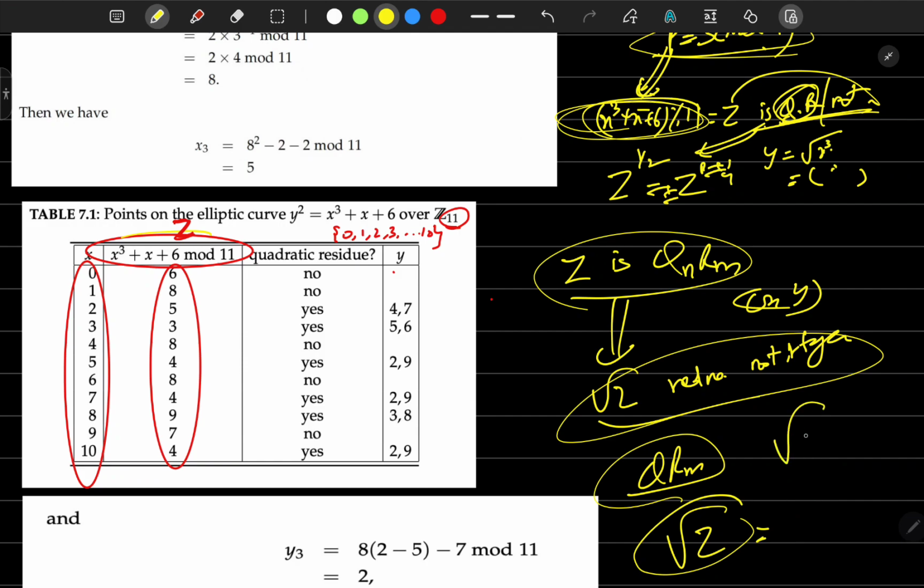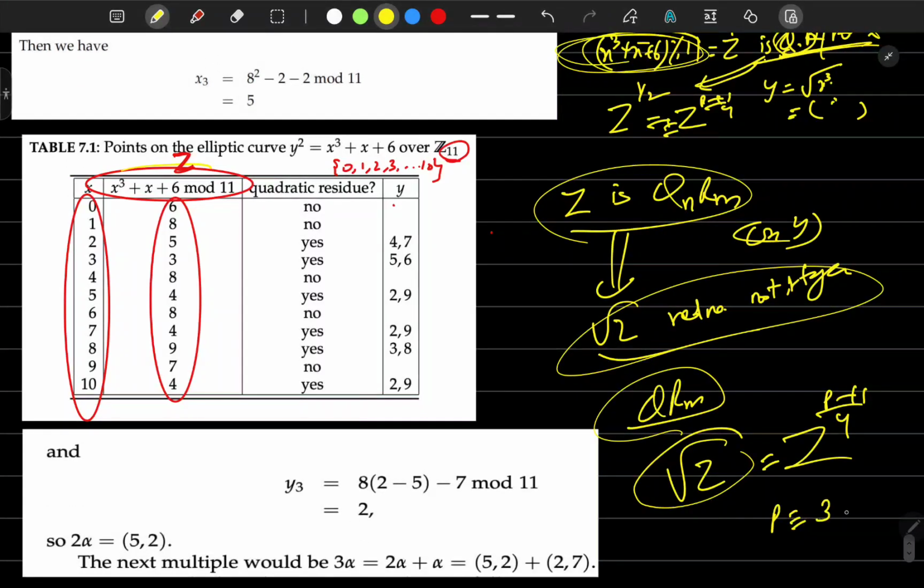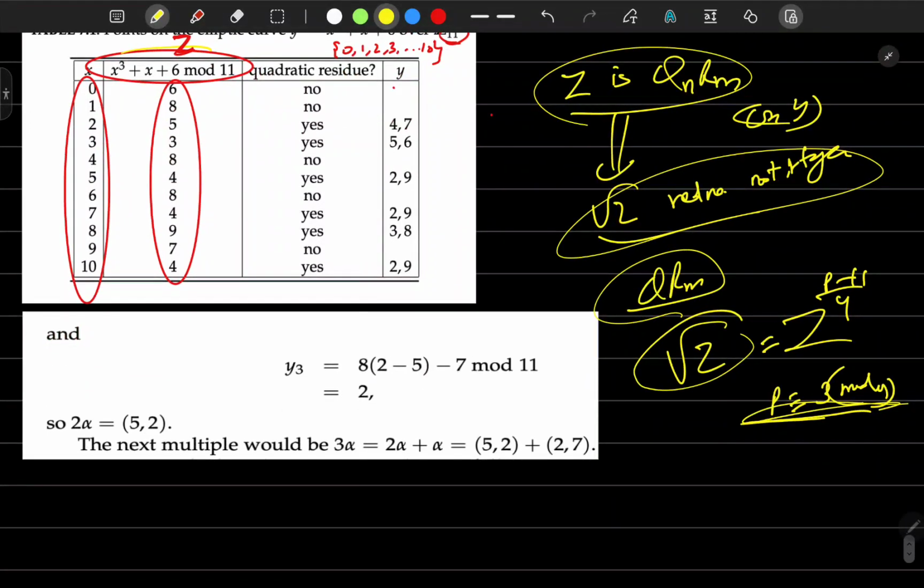Means what is the root value of some 8, some 32, we will generally compute, right? By some methods we will compute the root, but instead of root, again we will do this exponential only. That exponential formula is z power (p plus 1) by 4. So root z is equal to z power (p plus 1) by 4, provided that p is congruent to 3 mod 4. This is the whole story. According to the story we will proceed.